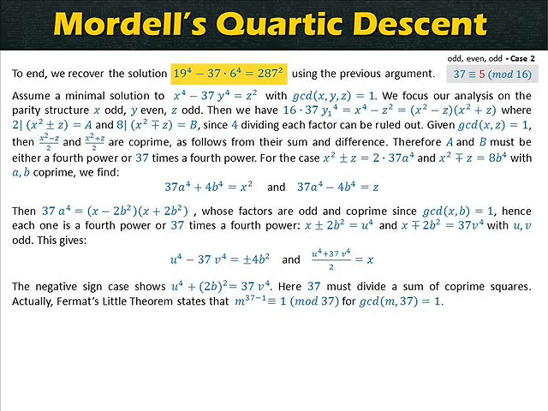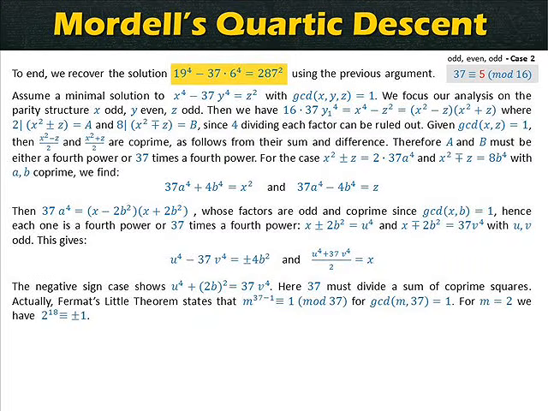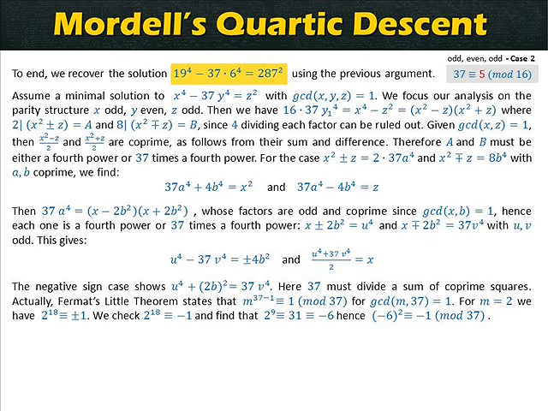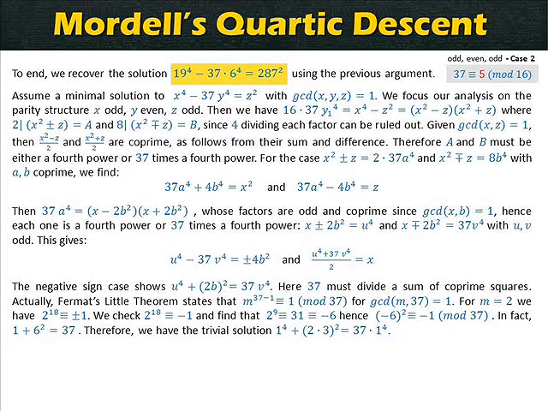Actually, Fermat's little theorem states that m raised to 37 minus 1 is congruent to 1 modulo 37 when m and 37 are coprime. The smallest m is 2, so we have 2 raised to 18 is congruent to plus minus 1. We check 2 raised to 18 is congruent to minus 1, and find that 2 raised to the 9th power is congruent to minus 6. Hence, 6 squared is congruent to minus 1 modulo 37. In fact, 6 squared plus 1 equals 37. Therefore, we have the trivial solution 1 raised to the fourth plus the square of 2 times 3 equals 37 times 1 raised to the fourth.